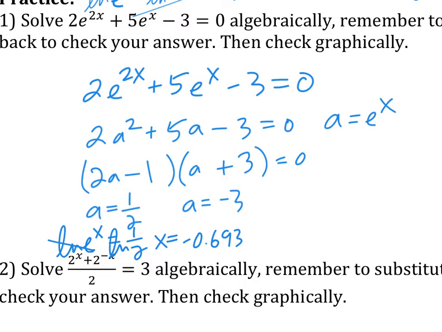When a is equal to negative 3, so that's e to the x equals negative 3, take natural log of both sides, you can see that it doesn't work. You cannot take natural log of negative numbers. Basically, if you get a substitution problem and you get an a that's negative, you know it doesn't work.